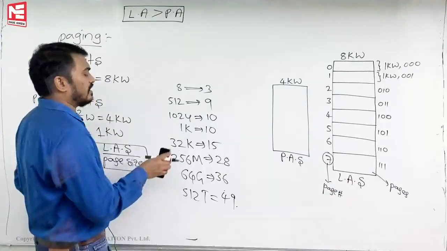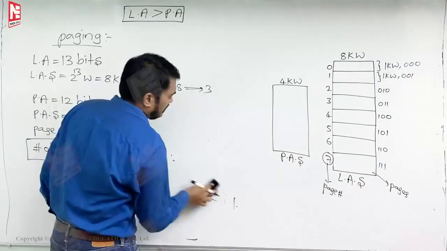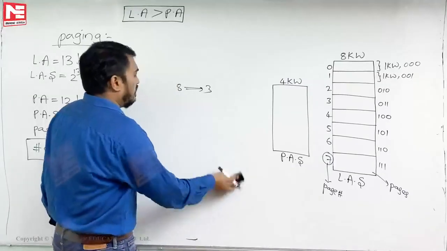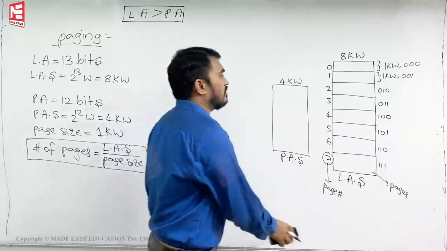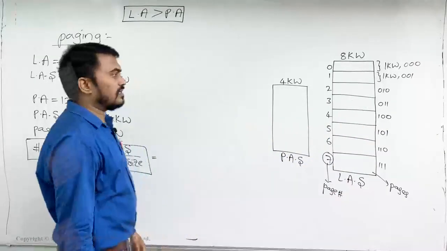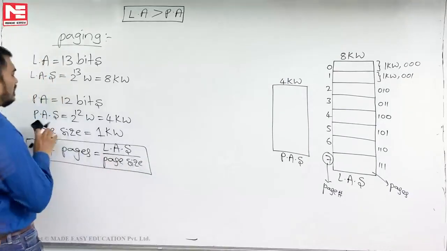You should know all of these. Don't copy this, it is not required. Is that clear? So if there are 8 pages, you require 3 binary bits. Understand here. And next, now coming to the PAS, physical address space.